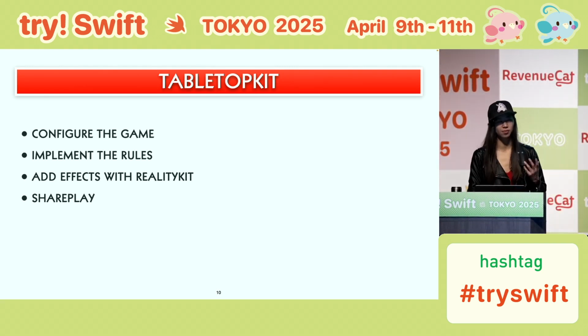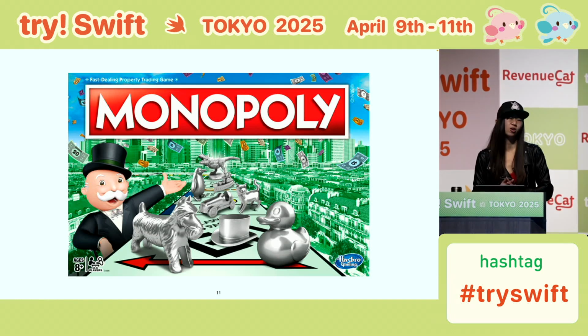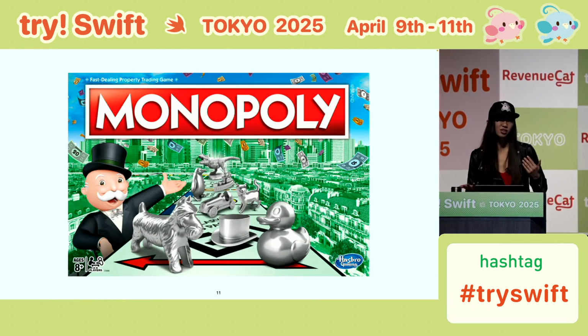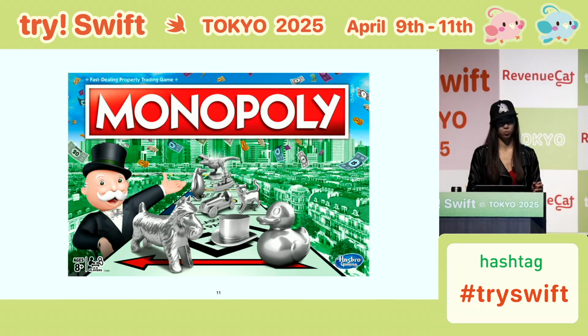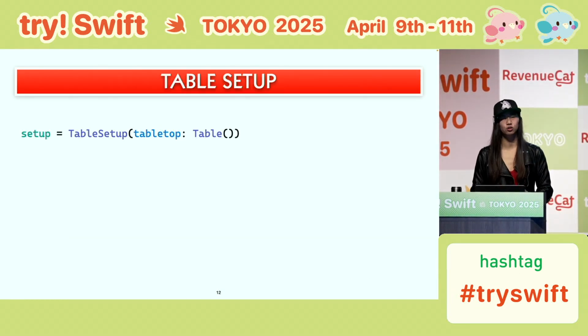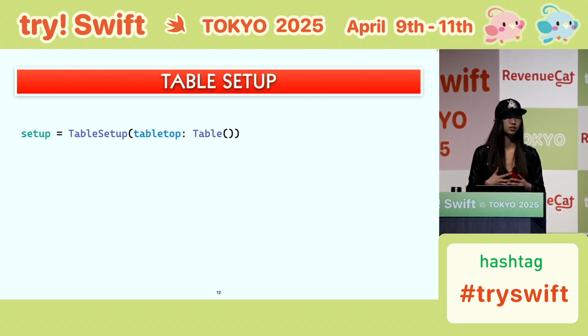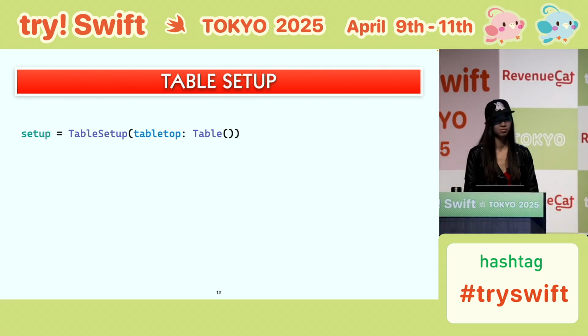So let's talk about it by making the game that we all hate, well, love, which is Monopoly. So let's build Monopoly with TabletopKit and continue on with how we've defined everything. We actually have to use a table setup. The table setup has everything in it that we use to play the game. So we have our setup variable, TableSetup, and add in the table struct that we had made earlier.